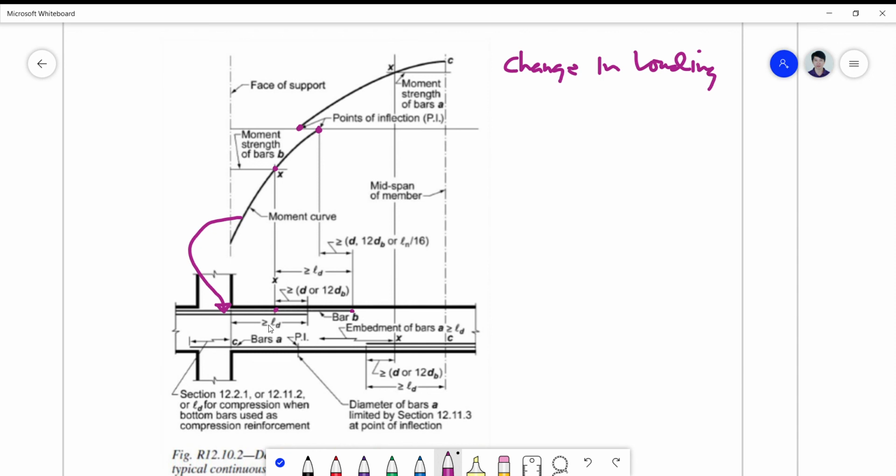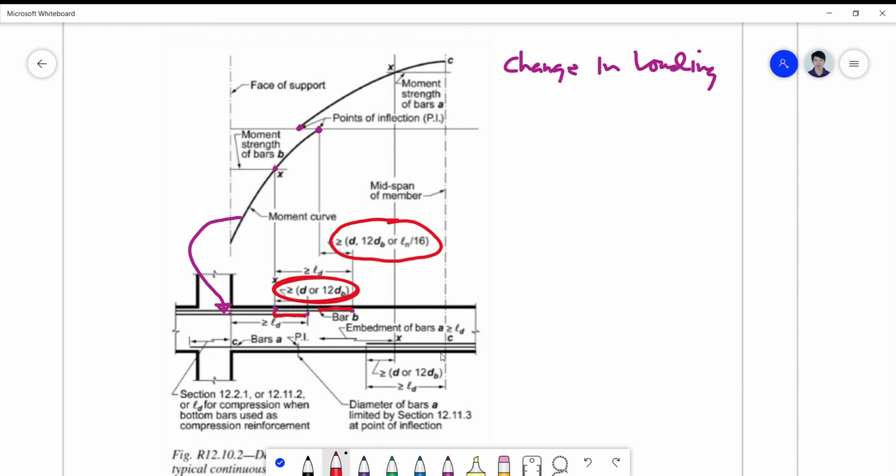Okay, so this is the first cutoff point, this is the second cutoff point. So you have to check Ld here up to there, extending beyond d or 12 db, and also you have to check here up to there, extending also beyond d or 12 db. Okay, so this is the extension. So the cutoff point theoretically here is this one, and this is the extension. And the cutoff point theoretically here is this, and this is the extension. Okay, these are the extensions. So that's the way how to address the cutoff points.